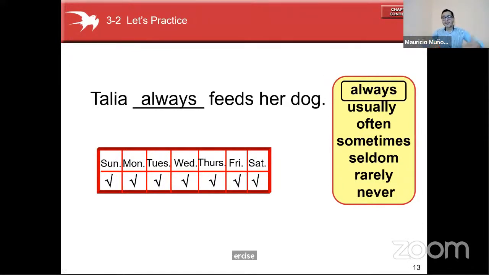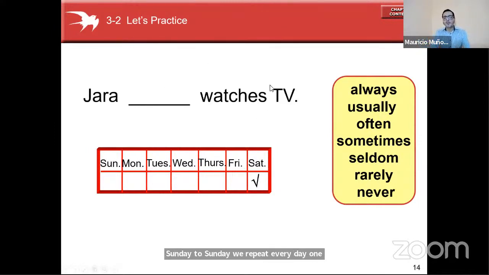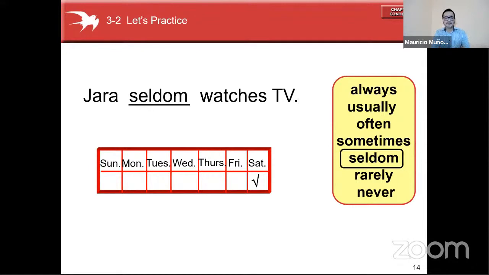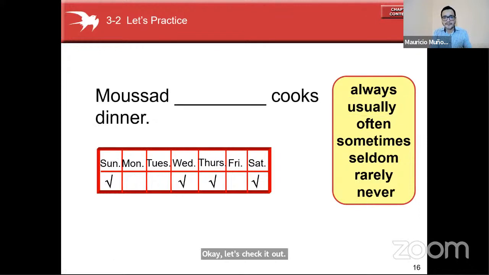Always. Correct. Always. Yes, it's always because it repeats the action every day. Sunday to Sunday, we repeat every day. What about this one? What's the correct adverb for this exercise? Rarely. Okay, we can use sometimes over there. What about this one? Please, everyone look at the schedule and tell me. Anyone? Okay, let's check it out. Usually. What about this one? Okay, perfect.